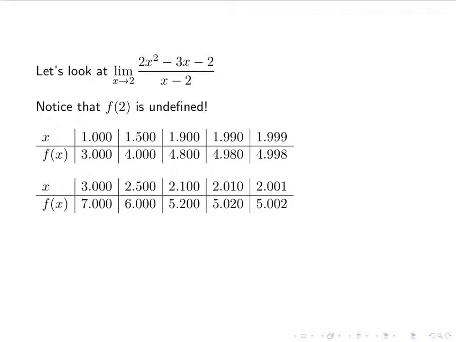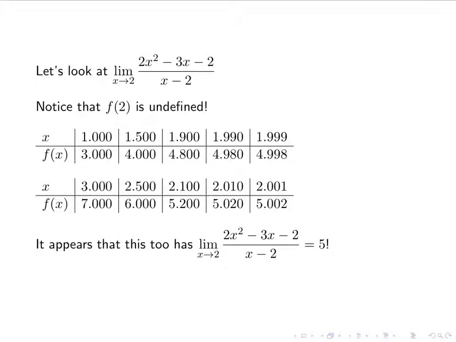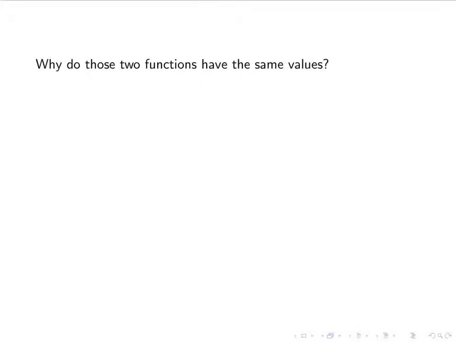And again, it looks like it's approaching 5. Again, I can't prove that it is 5 at this moment, but we're pretty confident that it's 5. And then the next question is, well, why do these two functions have the same values? If you look back at the two tables, they were the exact same values.